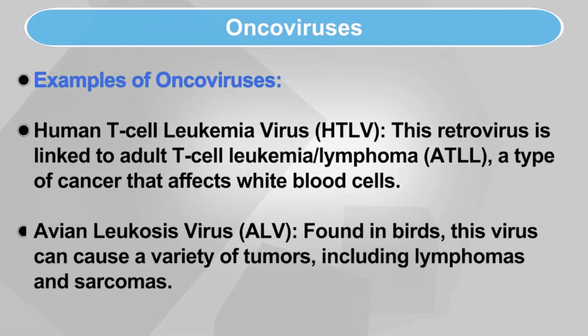There are certain examples. The first one is human T-cell leukemia virus, also called HTLV. This retrovirus is linked to adult T-cell leukemia, a type of cancer that affects the white blood cells. The second example is avian leukosis virus, also called ALV. It is found in birds. This virus can cause a variety of tumors including lymphomas and sarcomas in birds.